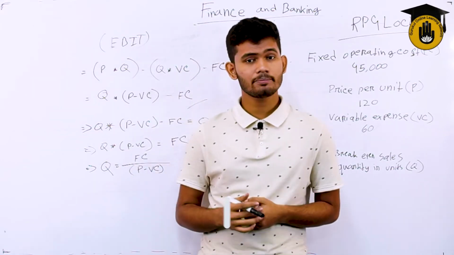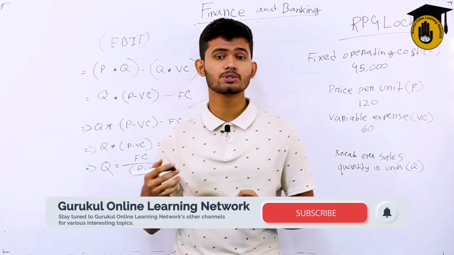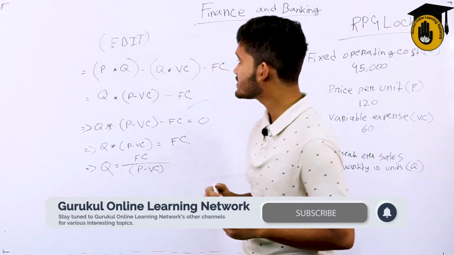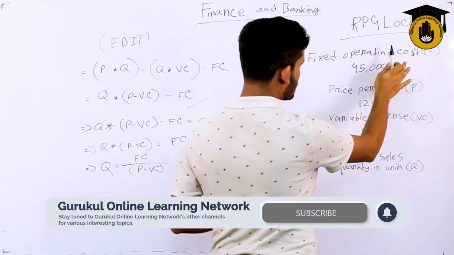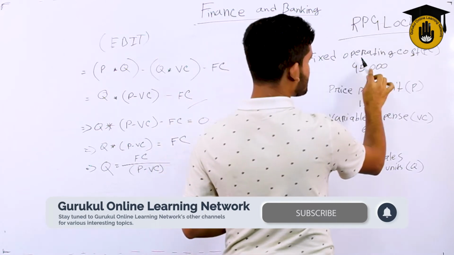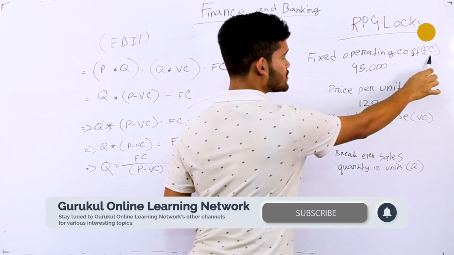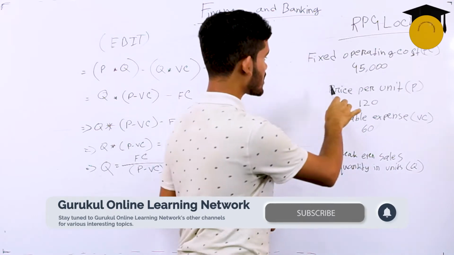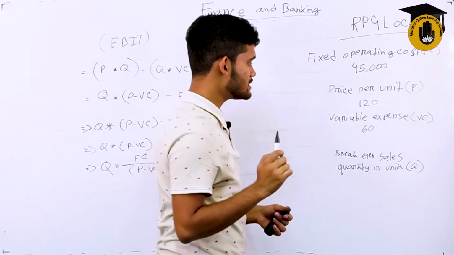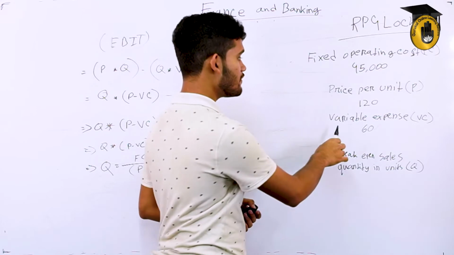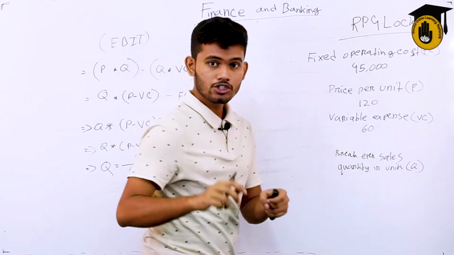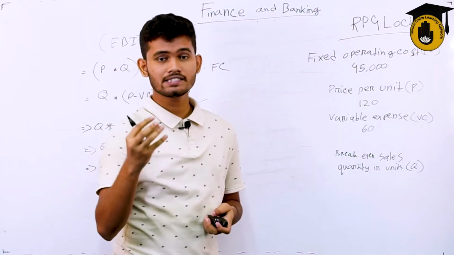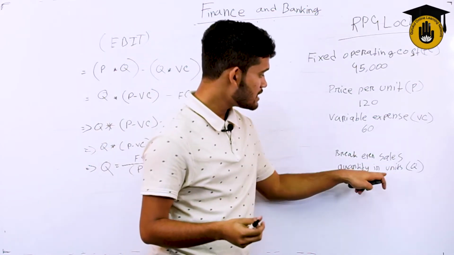So let's take a look at the break-even point equation, or what the terms are called. The fixed operating cost is known as the FC. Price per unit is known as the P. Variable cost is VC, and the break-even sales quantity, that means the break-even point, will be named as the Q.